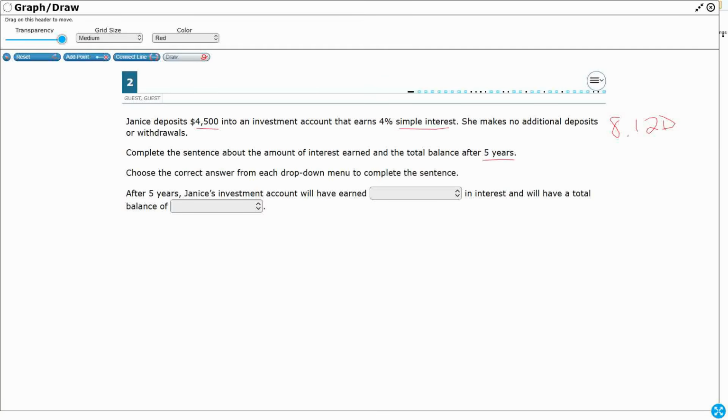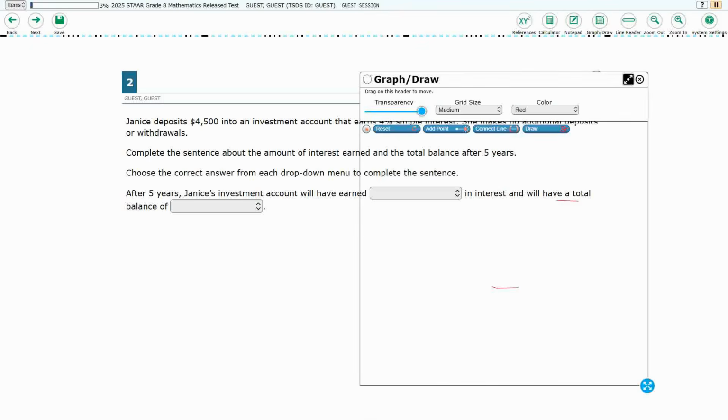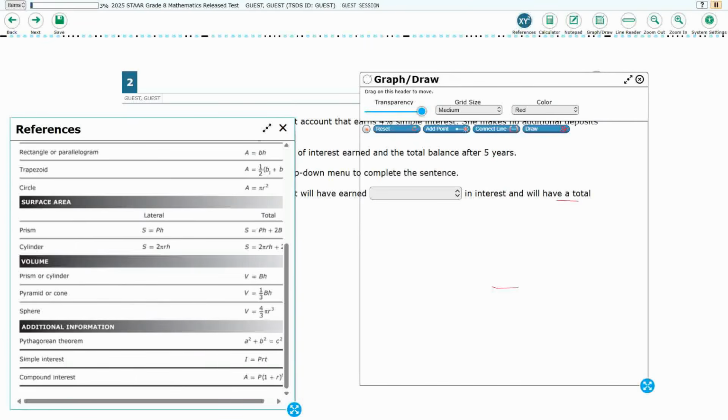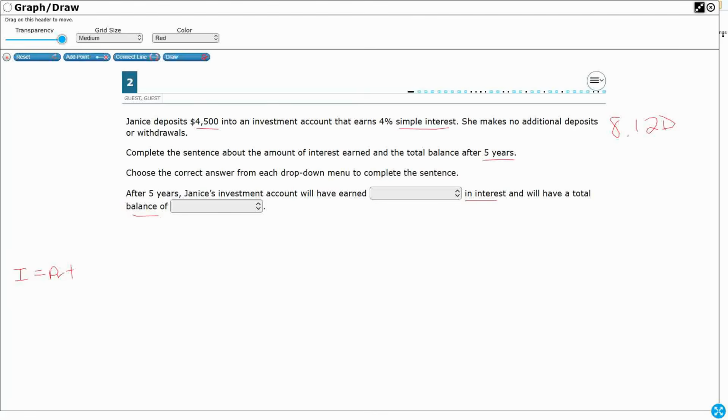It's a 2-point problem. We need to figure out, first off, how much the interest will have earned, and what's the new total balance. And the reason they have to ask us that is because if we look at our reference materials and we look down at the very bottom, we see our simple interest. That formula actually does not give us the new balance. We actually get the new balance when we're using the compound interest formula, but this one is just I equals PRT. So that means we are going to calculate for our interest.